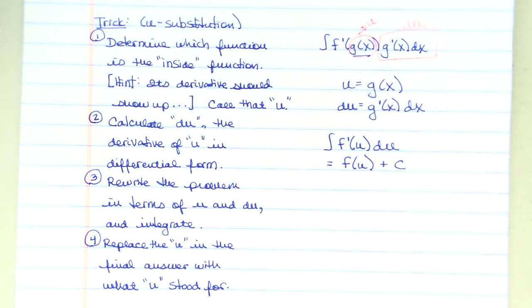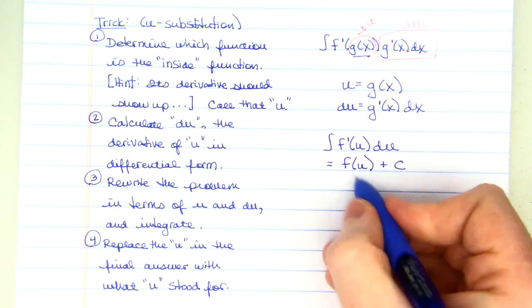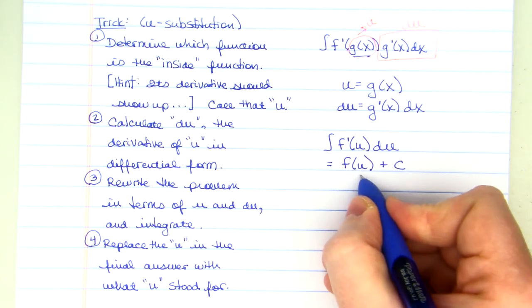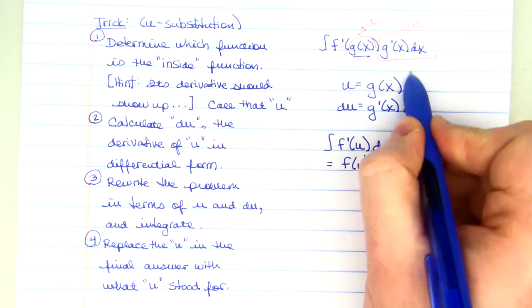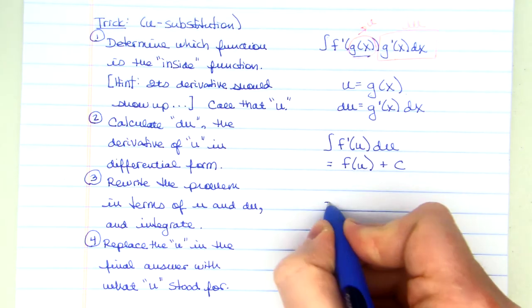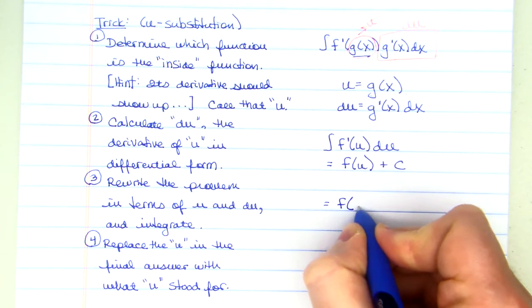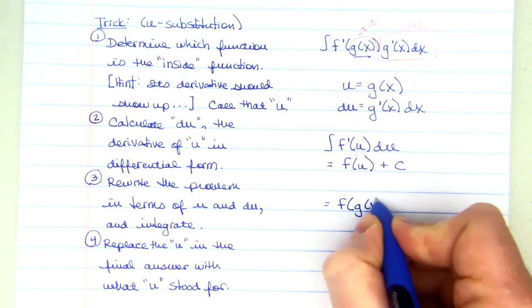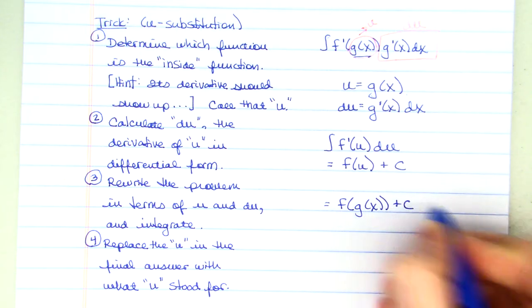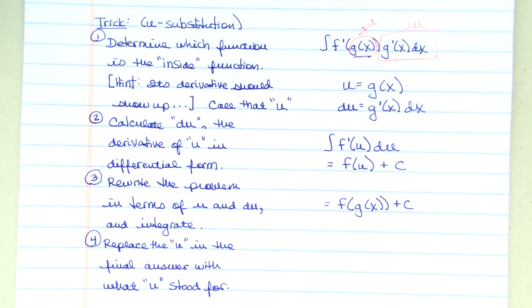Come on, let's focus. With what u stood for. I know u is g of x because I said that in the beginning of the problem. So I'm going to get f of g of x plus a constant. I want you to take a moment, make sure this is copied down. We're going to spend the rest of this video seeing how this is actually useful and really important to us.